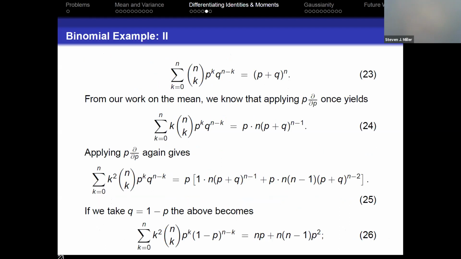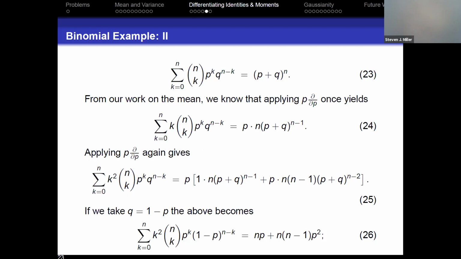So let's look at what we have. We know the sum of n choose k, p to the k, q to the n minus k is p plus q to the n. So we know applying p d by dp once gives us this. Let's apply it again. When we apply it again, we'll get another k coming down, and we'll get k squared n choose k, p to the k, q to the n minus k. Now notice the right-hand side becomes a bit more involved, but it's not too bad.